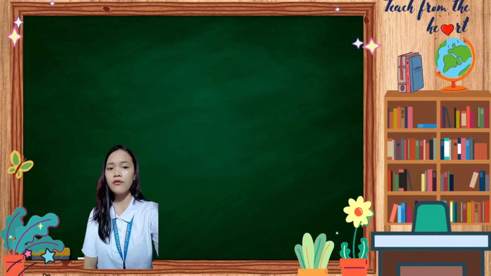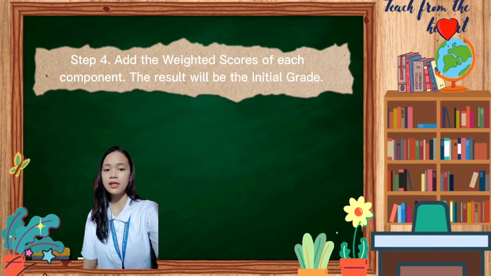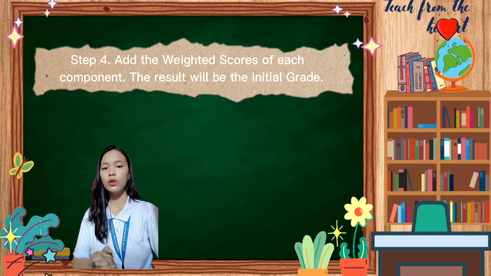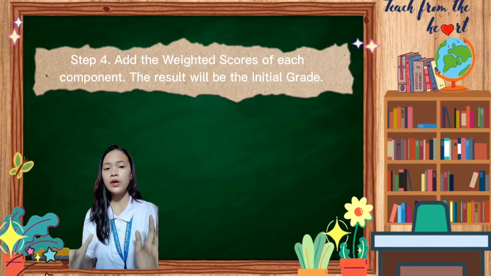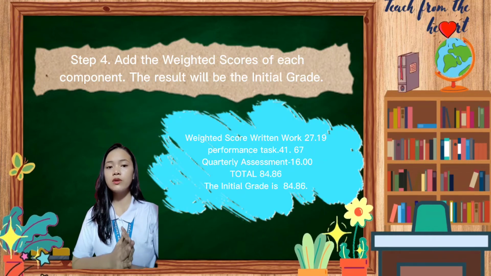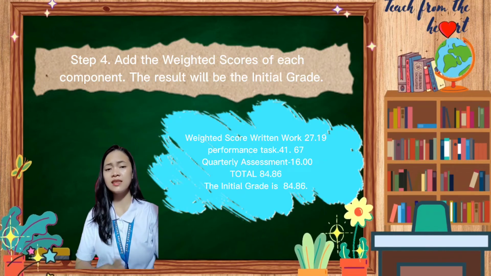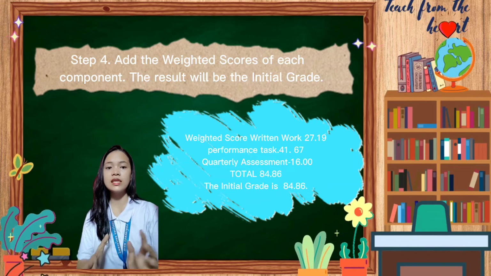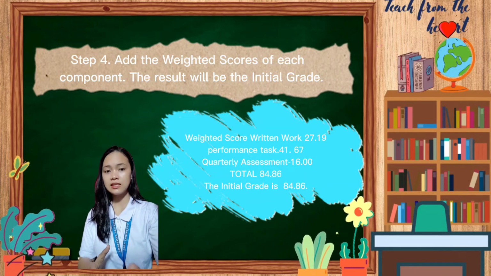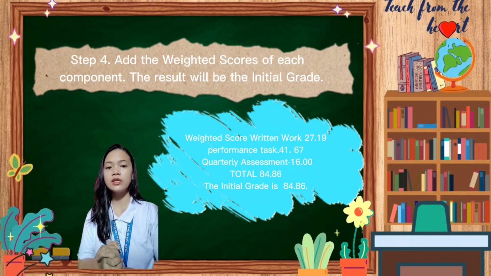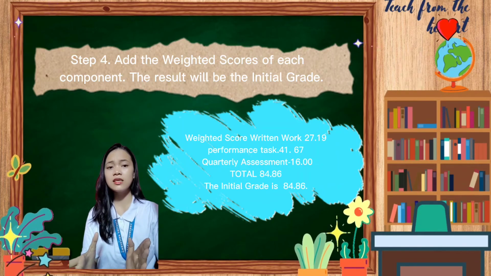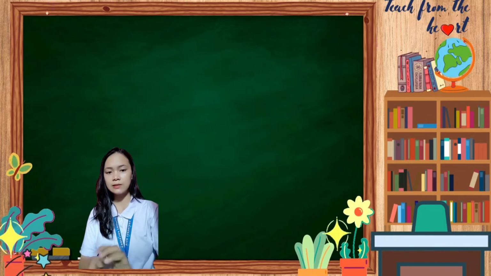Next, we have step 4 of computing grades. Add the weighted score of each component. The result will be the initial grade. Component weighted score written work is 27.19. Performance task 41.67. Quarterly assessment 16. So we have here the total of 84.86. The initial grade is 84.86.